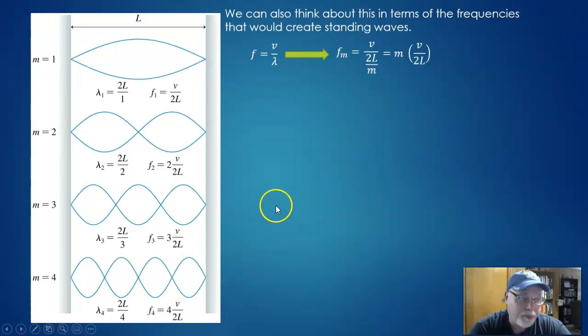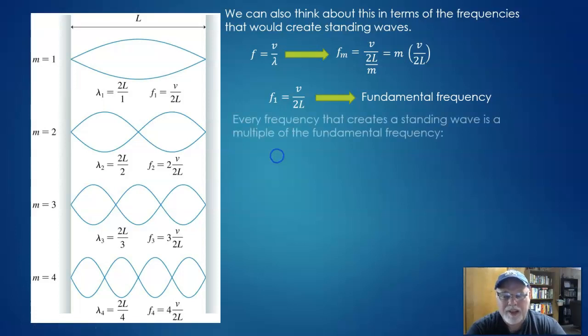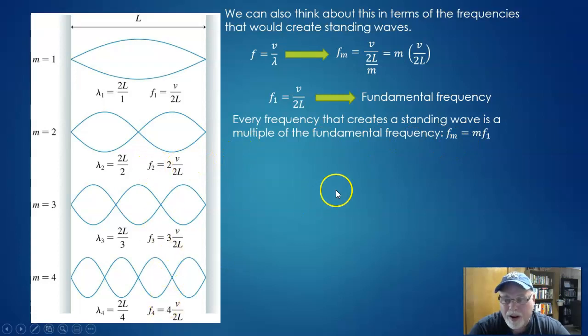So I want to look at this first one. This first frequency that gives us the half wavelength and the first overall wavelength that will fit, we call this the fundamental frequency. The thing I want you to realize is that every frequency that creates a standing wave is a multiple of the fundamental frequency. In other words, the frequencies that work are always whatever m value you're looking at, whether it was the 2 or the 4. If you want the frequency that works, you just take, say, if it was 4 times the fundamental frequency.